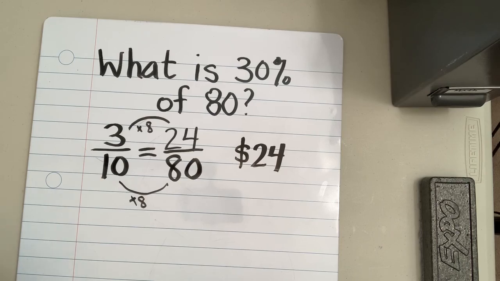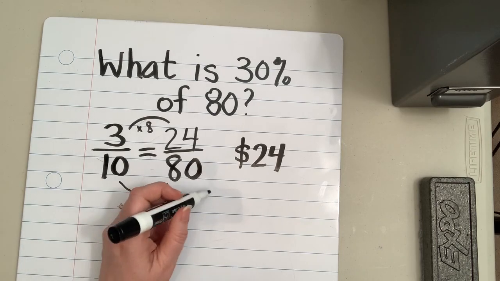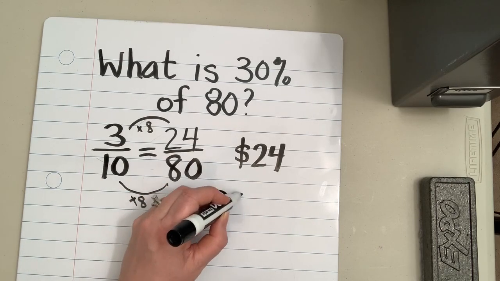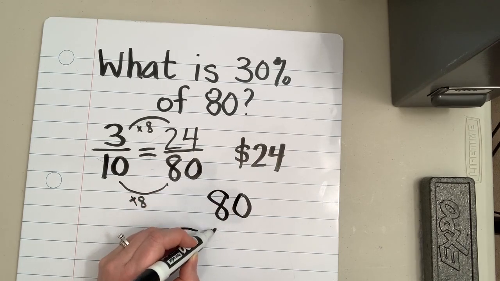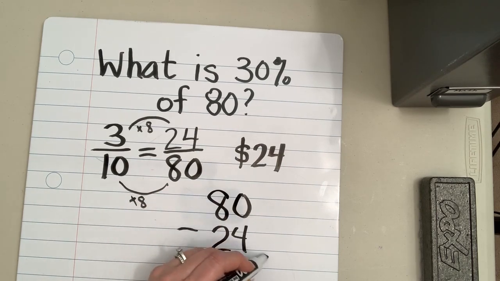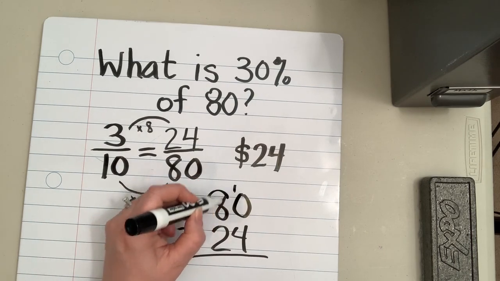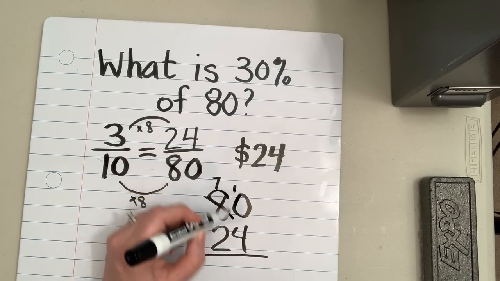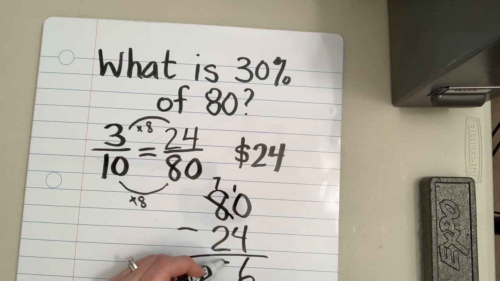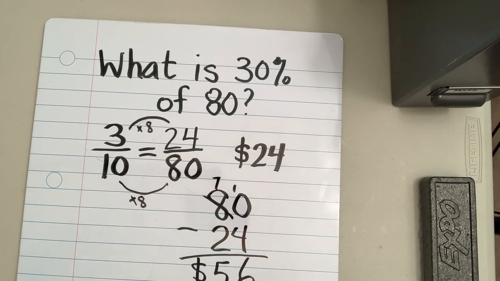That's not the price you're going to pay though. There would be one more step. You would have to take the $80, subtract the 30%, which is the $24, and find out what type of a discount you're going to get. Now you're going to only pay $56 instead of $80.